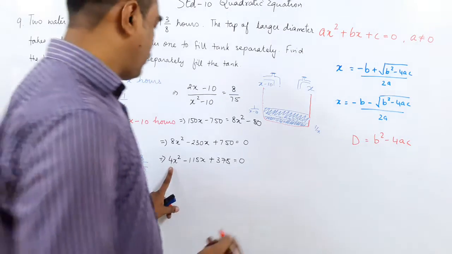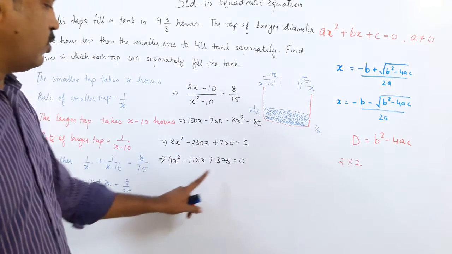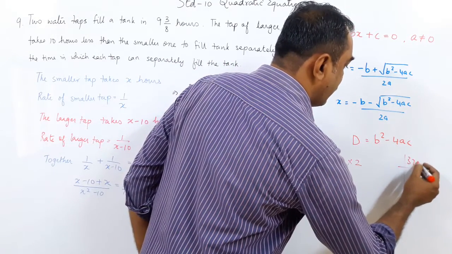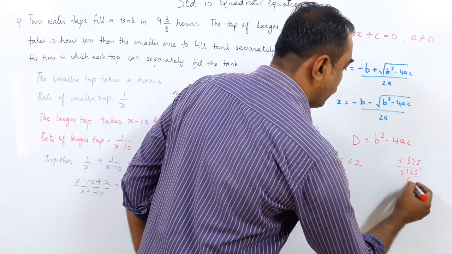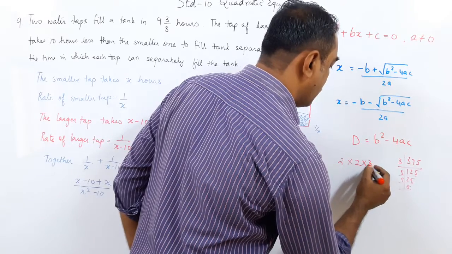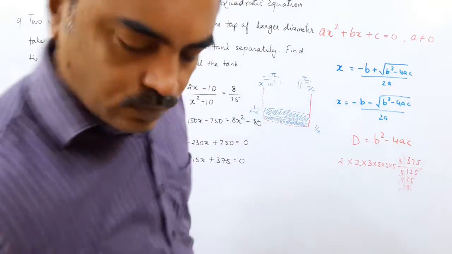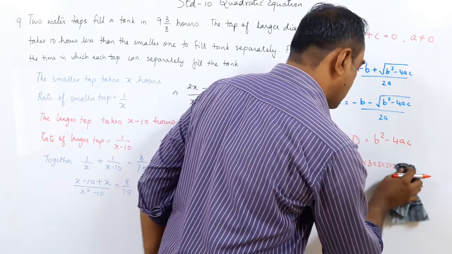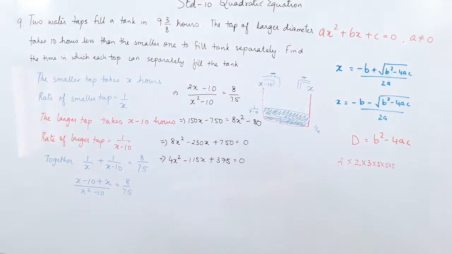But how to split the middle term? Let us see. What is 4? 4 is 2 into 2. And what is 375? 375 will be 3, 125, 5 into 25, 5. So we got 3 into 5 into 5 into 5. So I hope you know this method. We are trying splitting the middle term. You can choose whichever method you want. I am going to go with splitting the middle term.